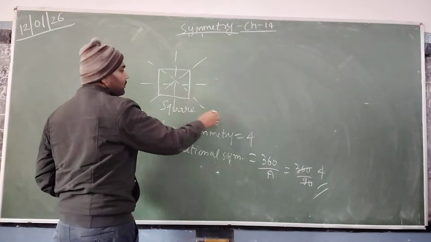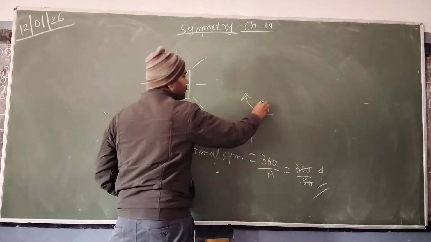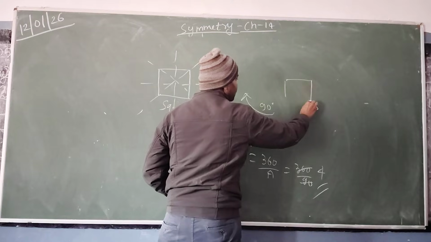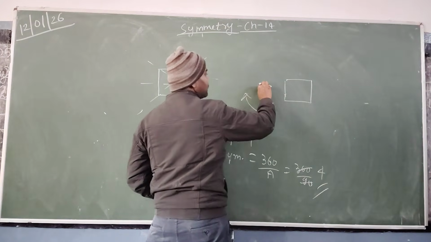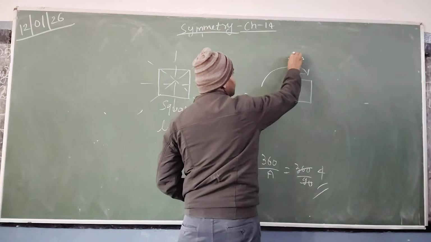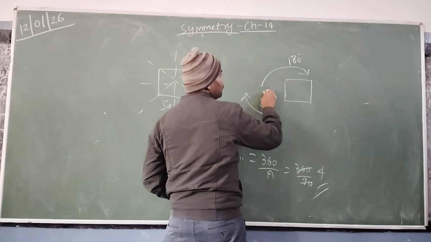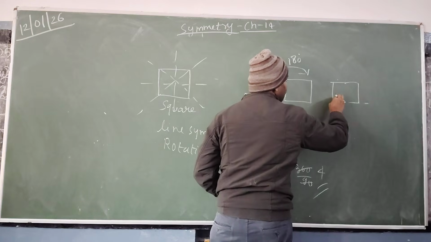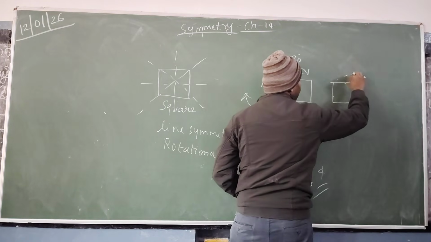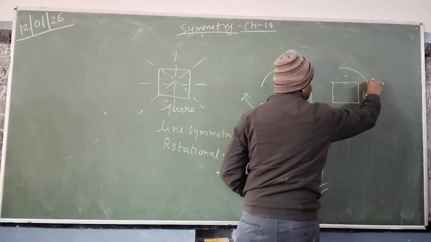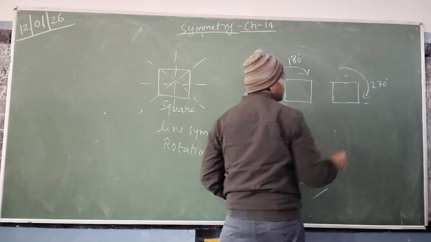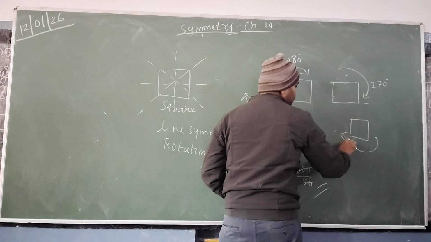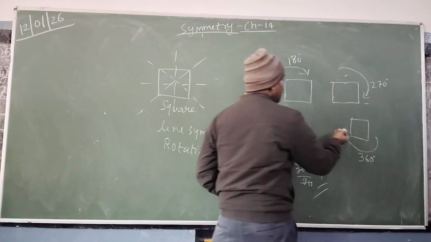How? If we rotate from here to this, it will be set at a 90 degree angle. Again it will look similar. Why? Because it has all 4 sides the same. Again if we rotate like this, 180 degree angle, from 90 to again 90 means 180, it will look similar. If we rotate again to this, 270 degree angle, again it will look similar. And again if we rotate this to this, 360 degree, again it will look the same.